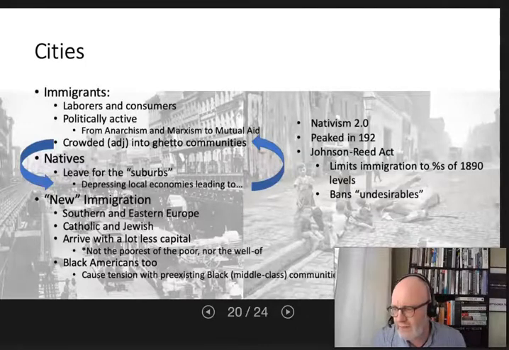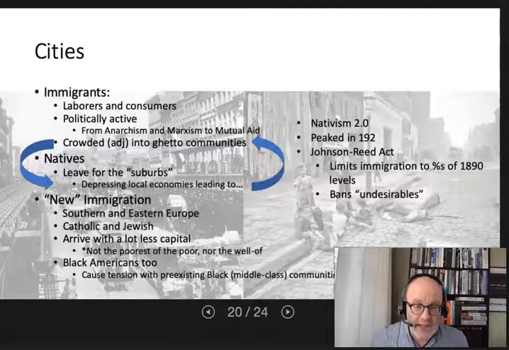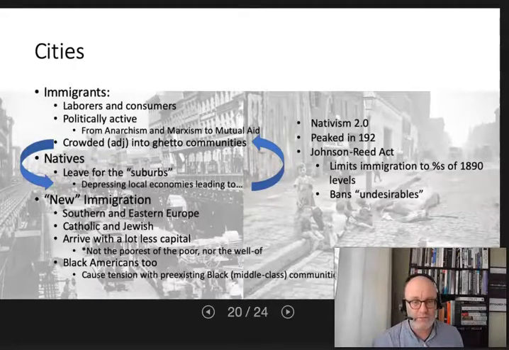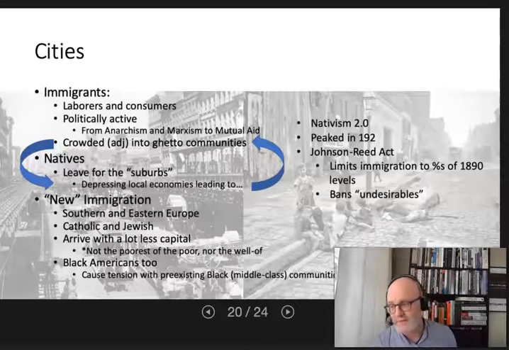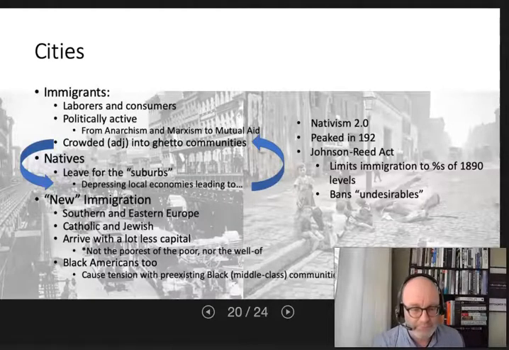They're largely Catholic if they're from Ireland or Italy. Or they're Jewish if they're from Eastern Europe. And just like the Irish in the 1840s, they're arriving with less capital, less skills. And it is important to note, right? They're not the poorest of the poor.